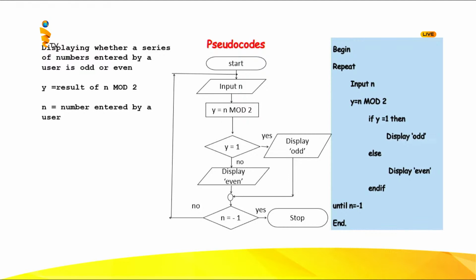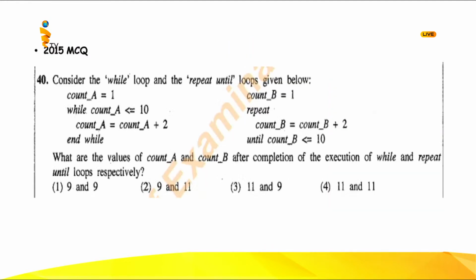Now we will go to discuss a question. MCQ question 2015, MCQ question 40. Now it's asking you to consider the while loop and the repeat until loops given below. You are asked what are the values of count A and count B after completion of the execution of while and repeat until loops respectively.